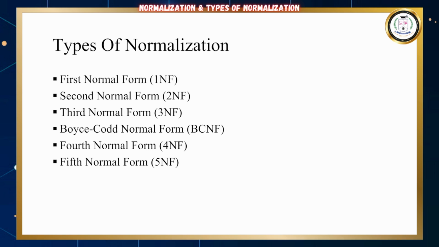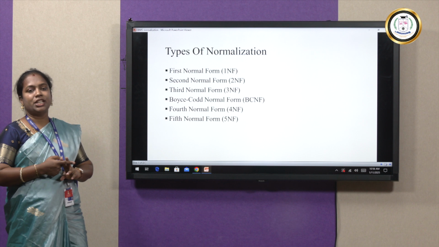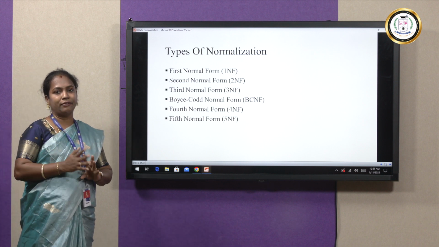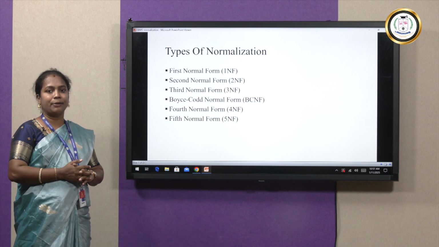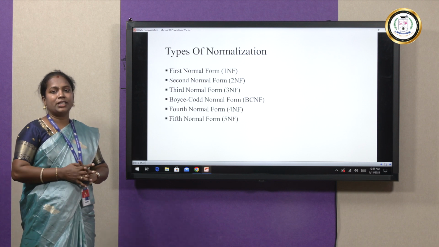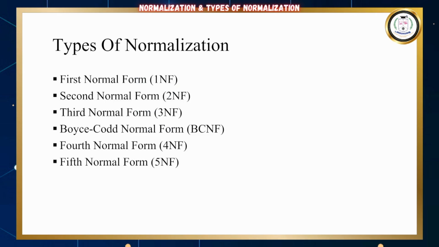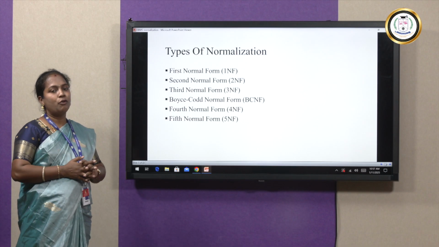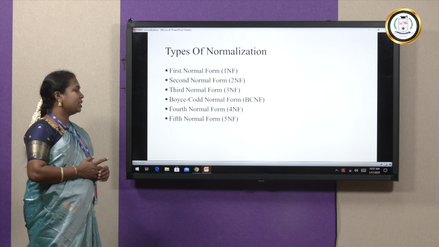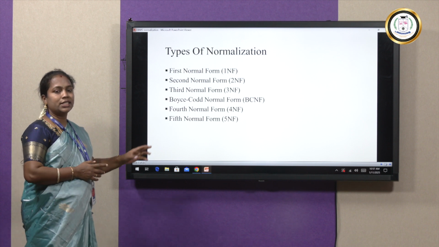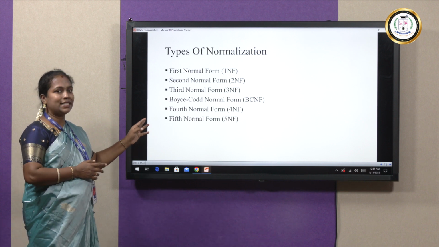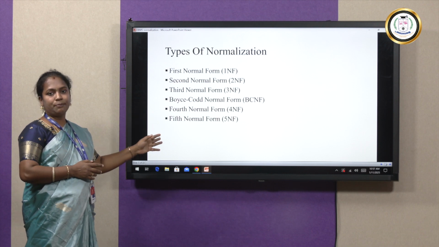The next one, types of normalization. Normalization has 6 types. First normalization, called 1NF. Second normalization, another name 2NF. And then third normalization, 3NF. Next is 3.5 normalization, called Boyce-Codd normalization. And then fourth normalization form 4NF, and fifth normalization form 5NF. These are the types of normalization. Let's see a detailed explanation of the types of normalization.